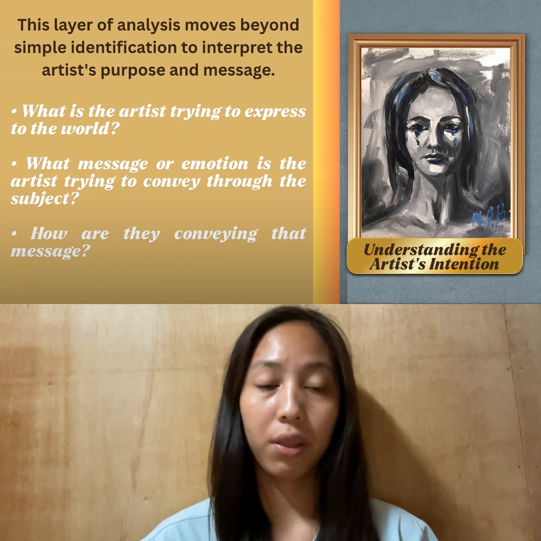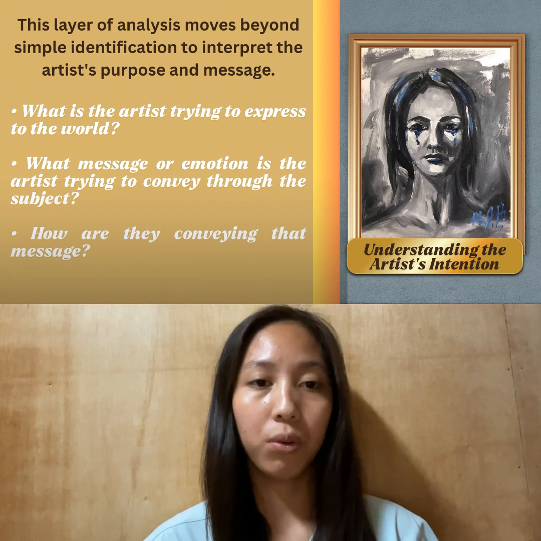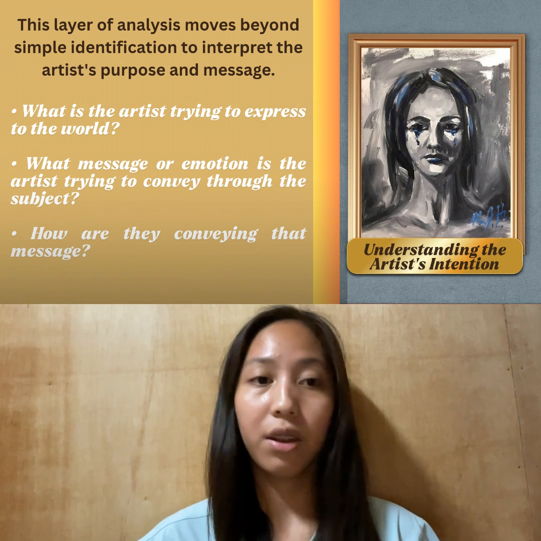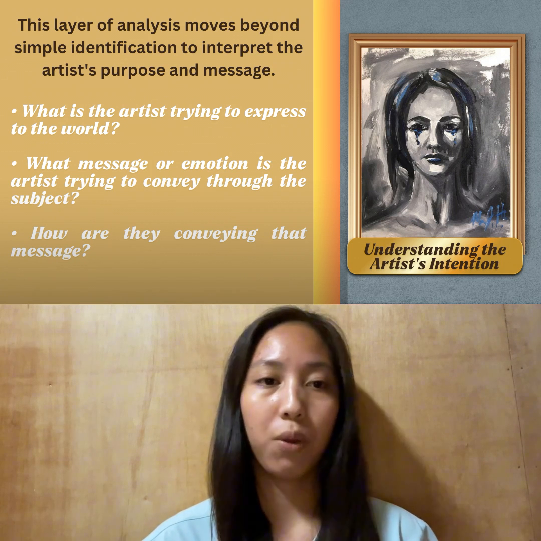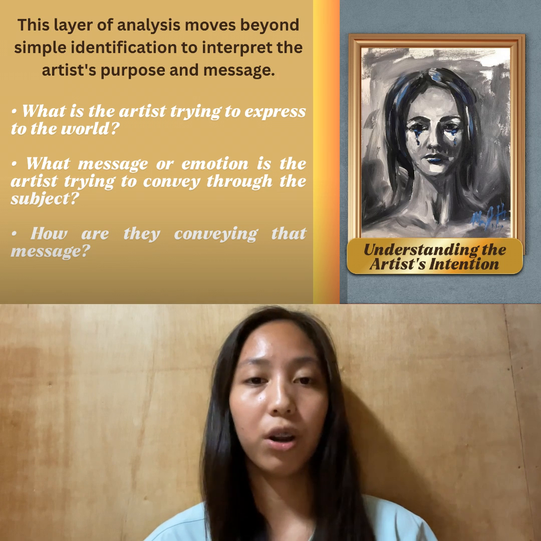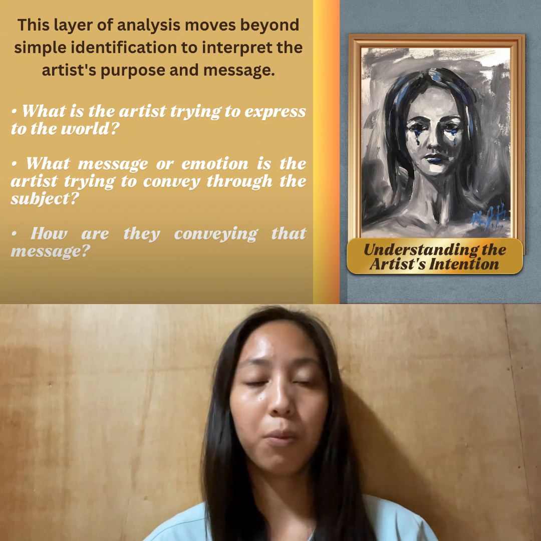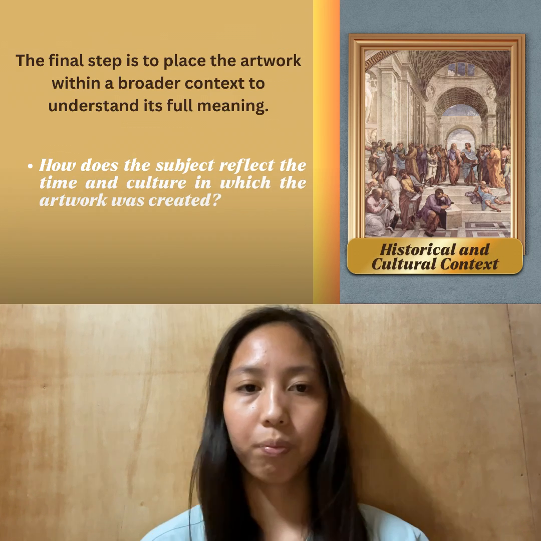So, we interpret the use of color, lines, shape, texture, and mood. These elements help us understand the artist's feelings, emotions, or ideas. For example, bright colors might express happiness or hope, while dark colors could express sadness or fear. This part helps us connect emotionally and intellectually to the artwork.